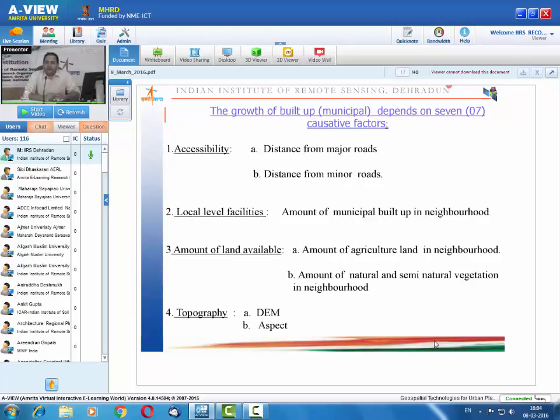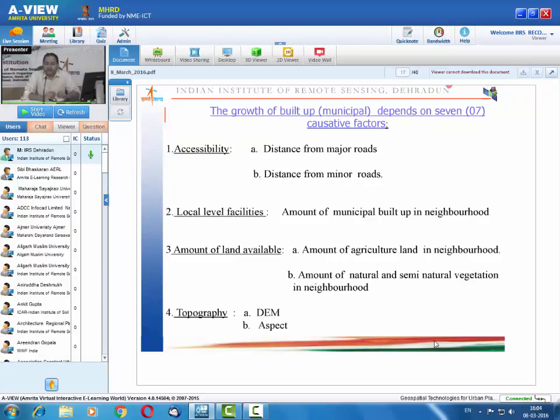So we say the growth of built up areas in the municipality mainly depends on 7 causative factors. See, 7 is not the end. There can be n factors, but for the sake of simplicity, we have taken only 7 causative factors. The first factor is the distance of a particular piece of land from a major road and from a minor road, because accessibility to roads is one of the major factors that drives the urban growth process.